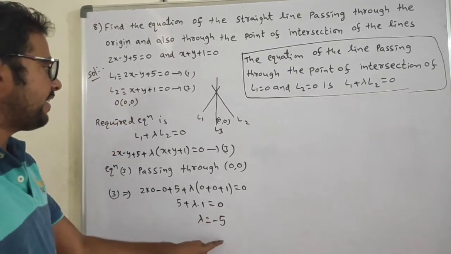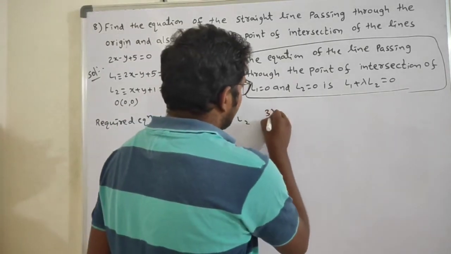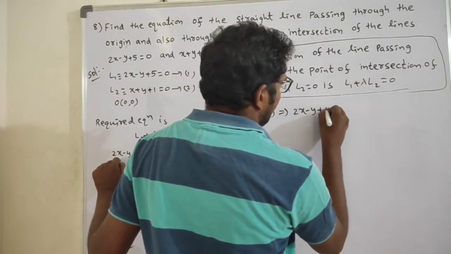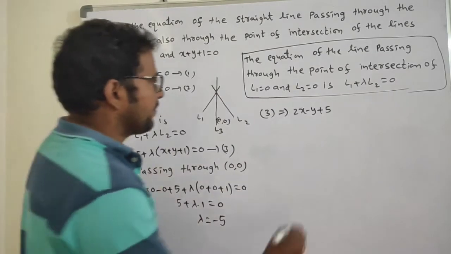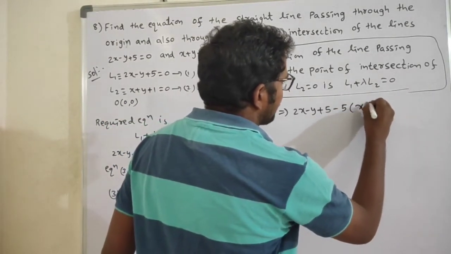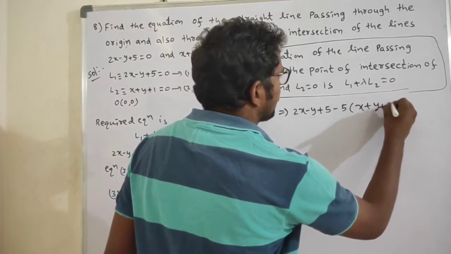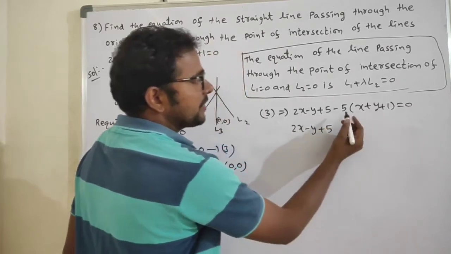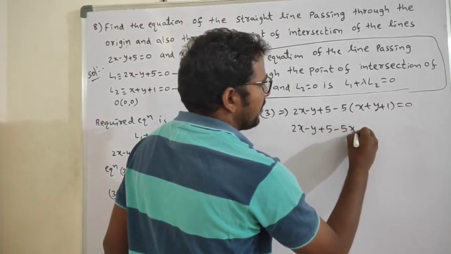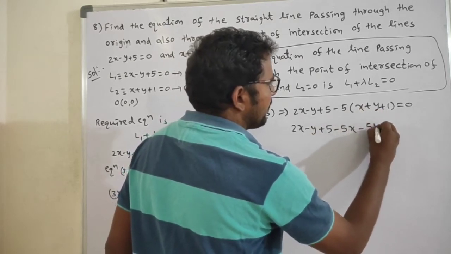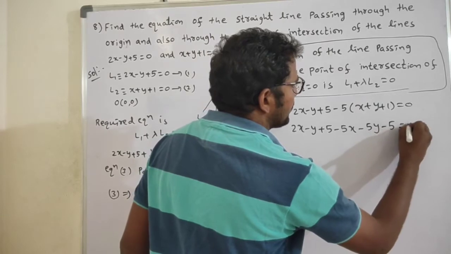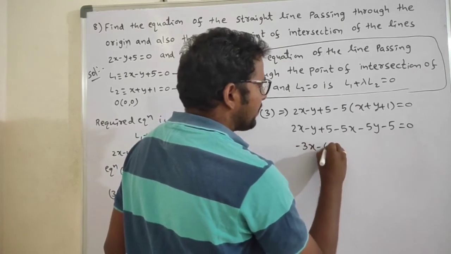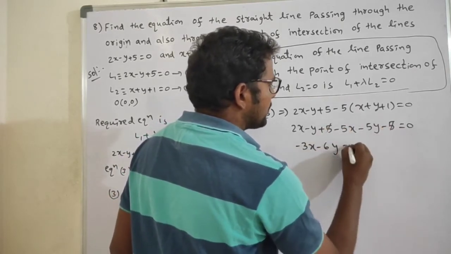Now substitute lambda equals minus 5 in equation 3. So 2x minus y plus 5 plus minus 5 into x plus y plus 1 equals 0. So 2x minus y plus 5, minus 5x, minus 5y, minus 5 equals 0. So 2x minus 5x is minus 3x, minus y minus 5y is minus 6y, 5 minus 5 cancel, equals 0.